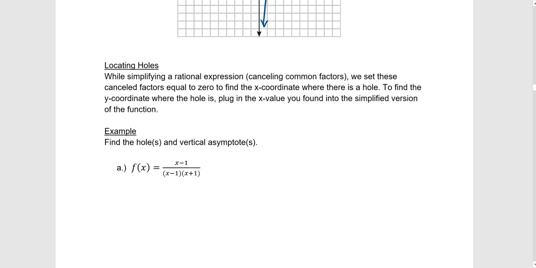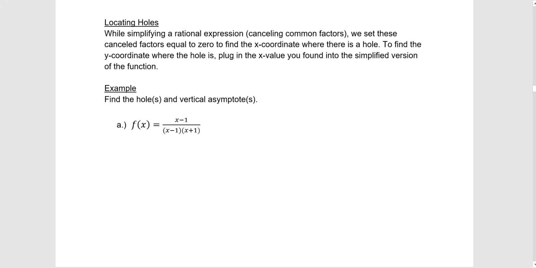Okay, so for locating holes, when we are simplifying a rational expression and canceling those common factors, instead of setting the simplified denominator equal to 0 like we do with the vertical asymptotes, we're going to set the canceled factors equal to 0 and solve for x. That's going to be the x coordinate where there is a hole. When we're graphing these, we're going to want to find the y-coordinate where the hole is. We can't plug it into the original because then we'll be dividing by 0. We're going to plug the x value we found into the simplified version of the function. That'll give us the y-coordinate so we can graph it accurately.